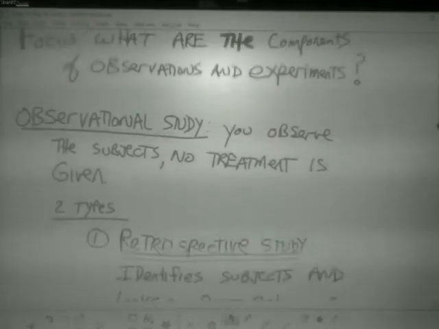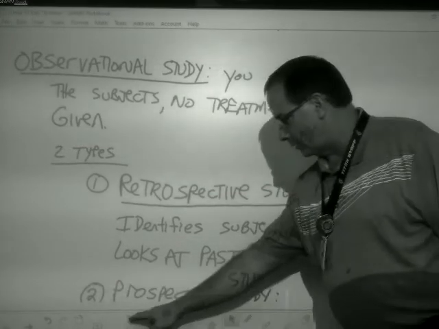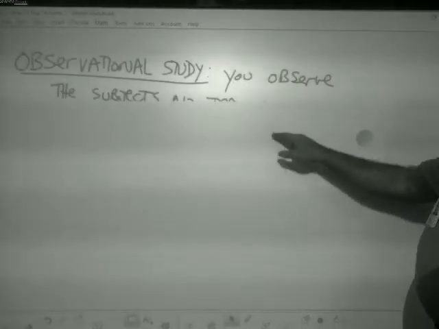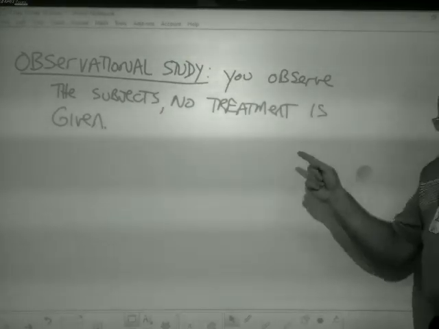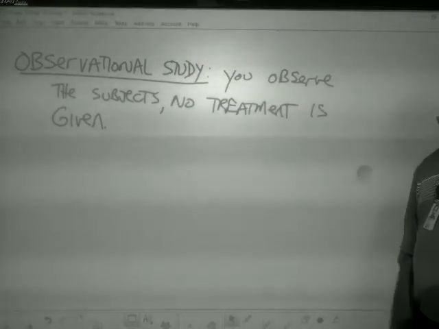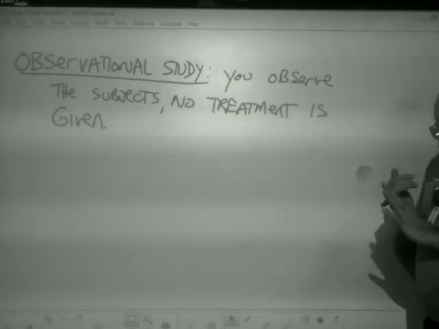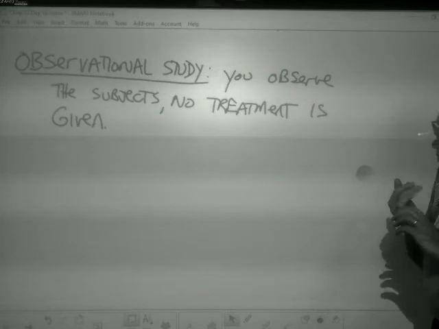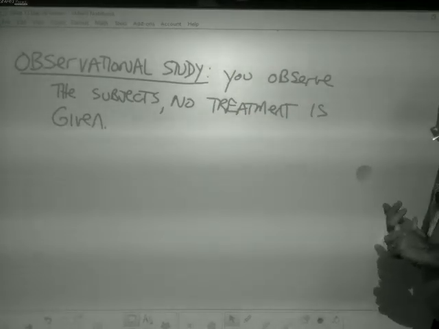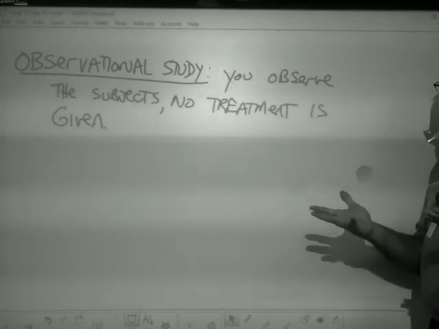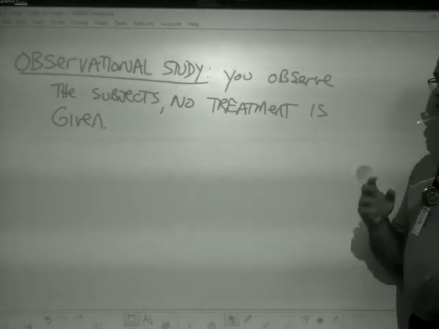So, first piece, observational study. In an observational study, you observe the subjects. No treatment is given in an observational study. You're looking at data that you've gathered, maybe from medical records. You're looking at objects and what they're doing, but you're not providing any kind of manipulation, no treatment.